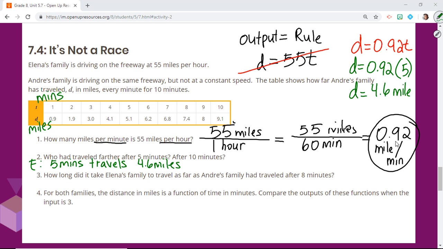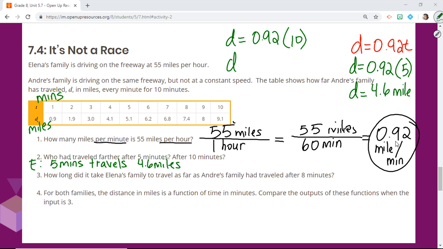Okay. Since we're talking about Elena, let's see how far she travels in 10 minutes. So D equals 0.92, because that's our rate of change, and we're going to multiply that by T, the amount of time, which is 10 minutes. Again, you can use your calculator, or just remember that when you're multiplying any number times 10, you move the decimal place 1 to the right. So it will be 9.2. And since we're talking about the variable D, we're talking about miles.